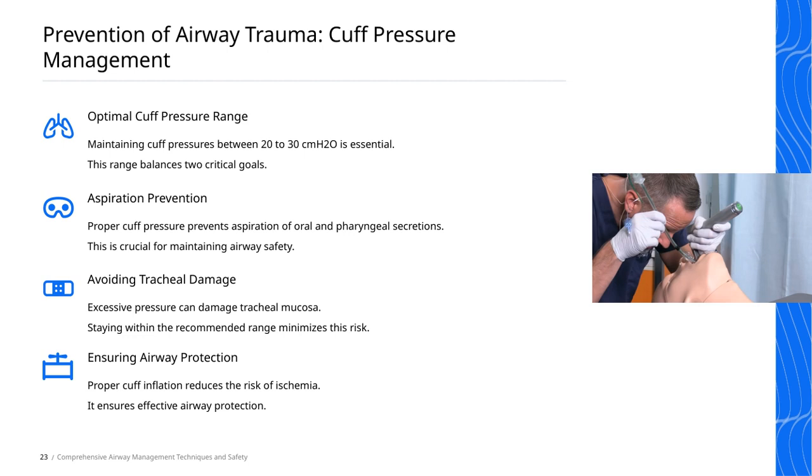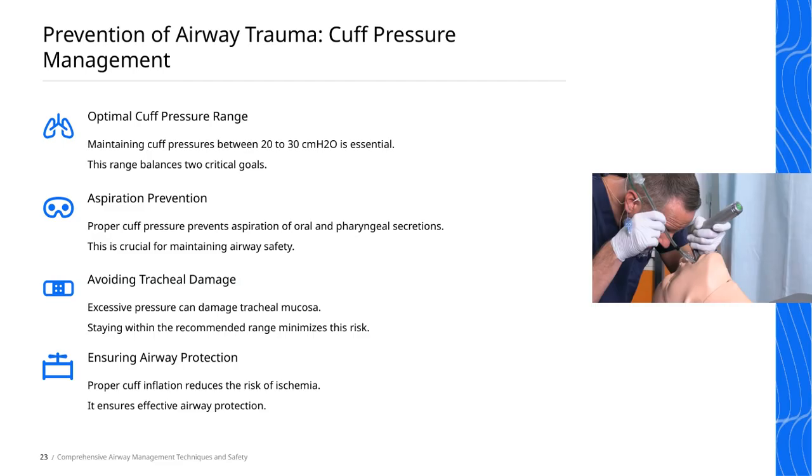Moving on, it's important to understand that excessive cuff pressure can actually damage the tracheal mucosa, which is the delicate lining of the windpipe. That's why staying within the recommended pressure range is so vital. It minimizes the chance of injury. Additionally, maintaining proper cuff pressure helps prevent aspiration of oral and pharyngeal secretions. This is a key component of airway safety, as it reduces the risk of pulmonary infections and other complications.